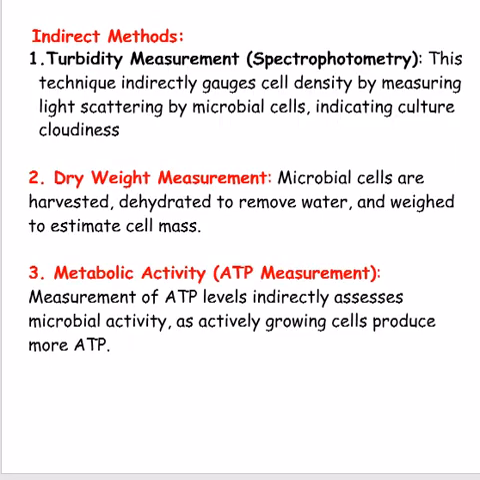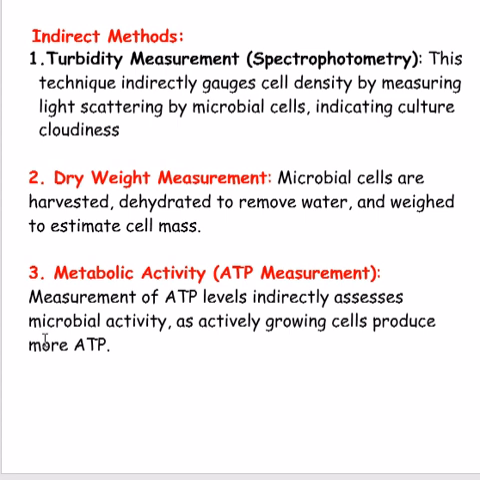The next one is the indirect method in the counting system. In this counting system, you are no longer counting the viable cells or the viable colonies, but you are now using the parameters or characteristics of microbial growth in order to measure relatively what the growth will be.